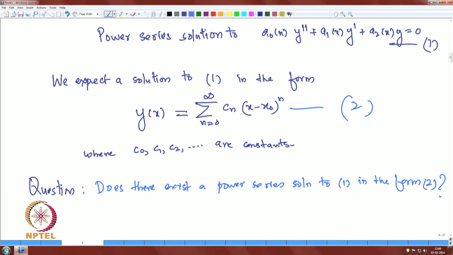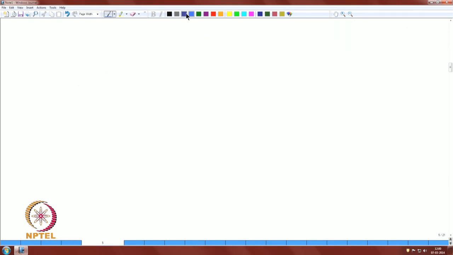And if it exists, how to compute the constants c 0, c 1, c 2, etcetera in 2. So, these are the two questions. So, first we address the existence of power series solution to 1.